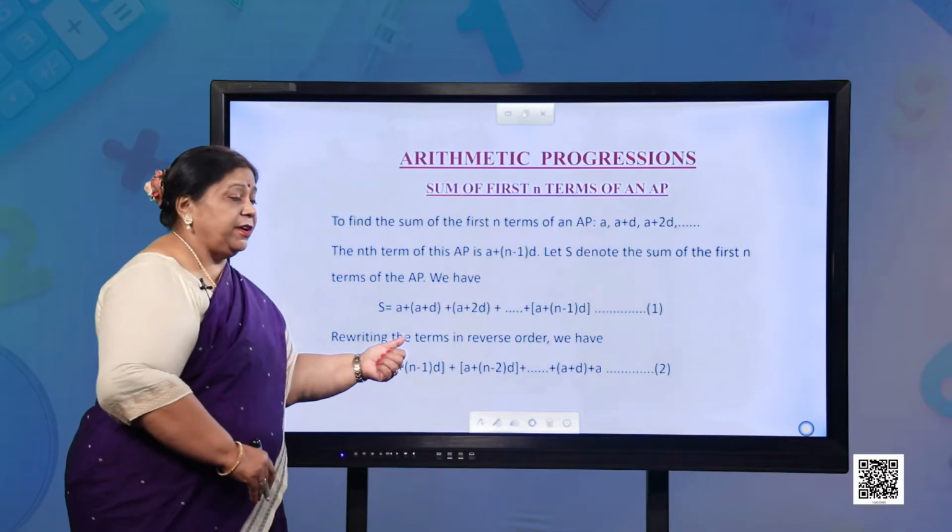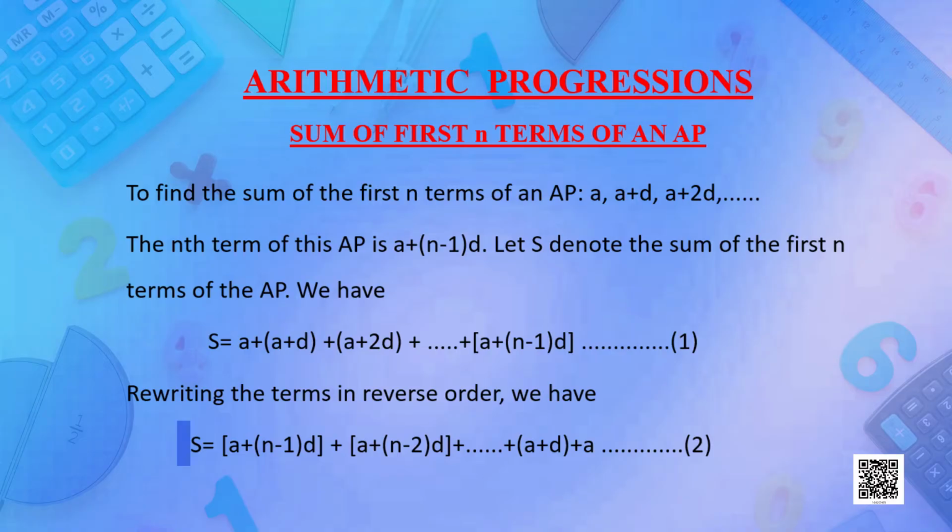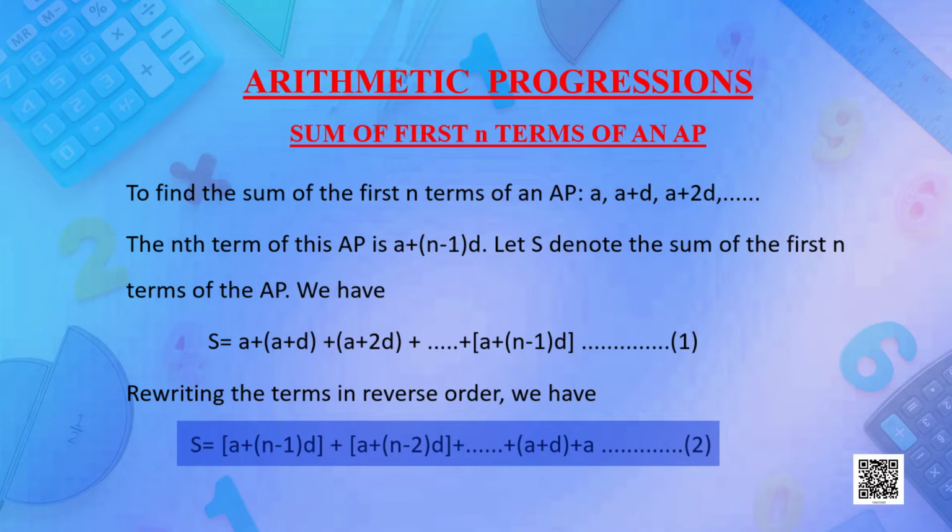Rewriting the terms in reverse order, we have S is equal to a plus n minus 1 into d plus a plus n minus 2 into d plus so on plus a plus d plus a. Have you seen, we have written in reverse order. Let us take this equation as equation number 2.